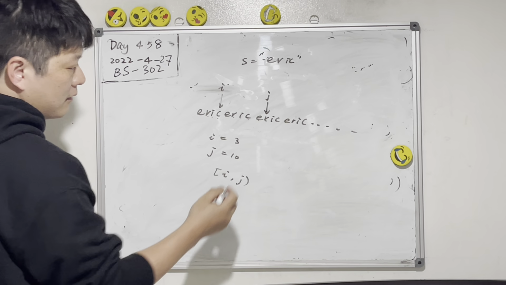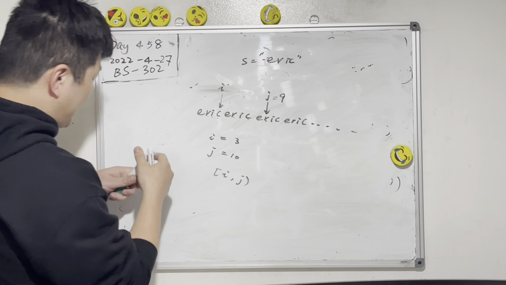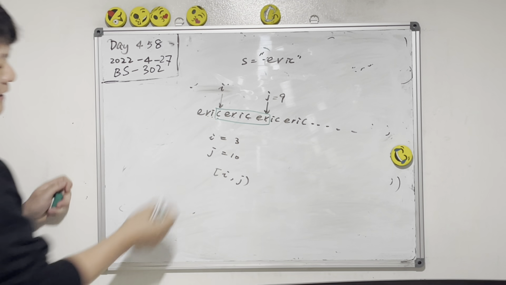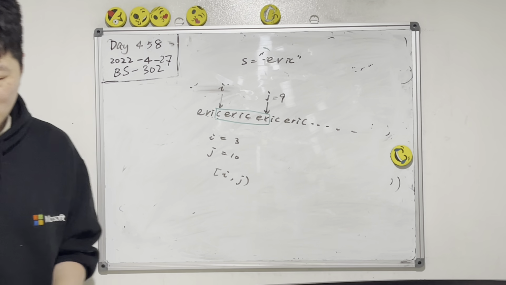So this is j. So you need to tell me this substring. Make sense? This is an easy question.